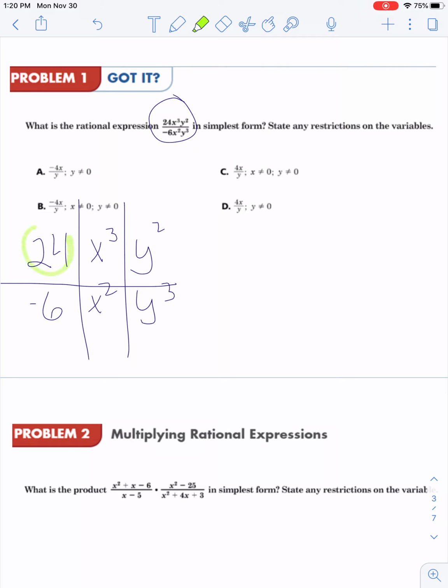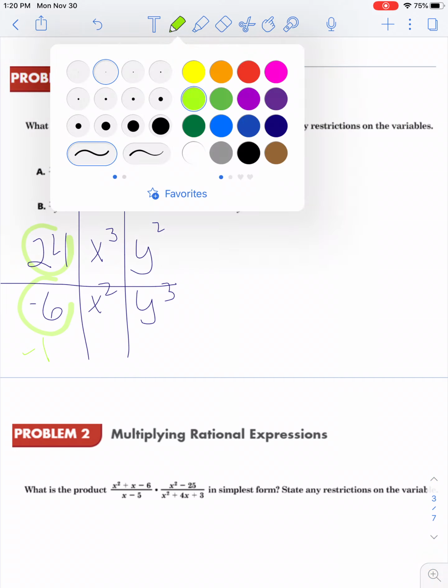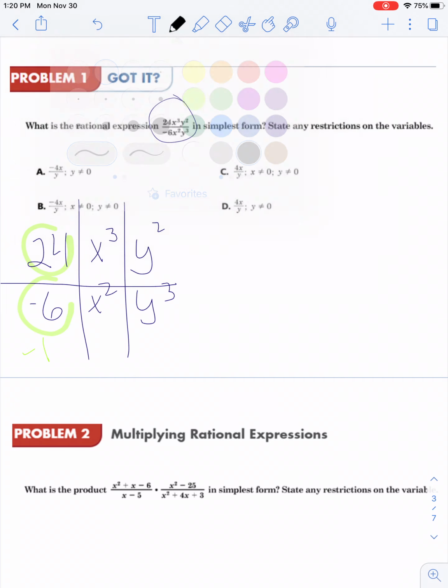So we want to look at 24 and negative 6. If you're simplifying that, you would be looking at factors of 24, also factors of 6, which would leave you with a negative 1. Now, that's kind of hard to see. Let's go back to black. A negative 1 and a positive 4. Okay, 4 over negative 1.